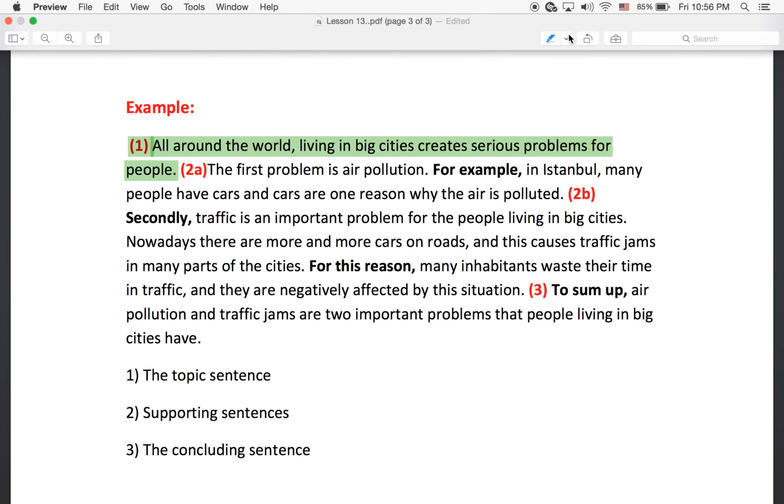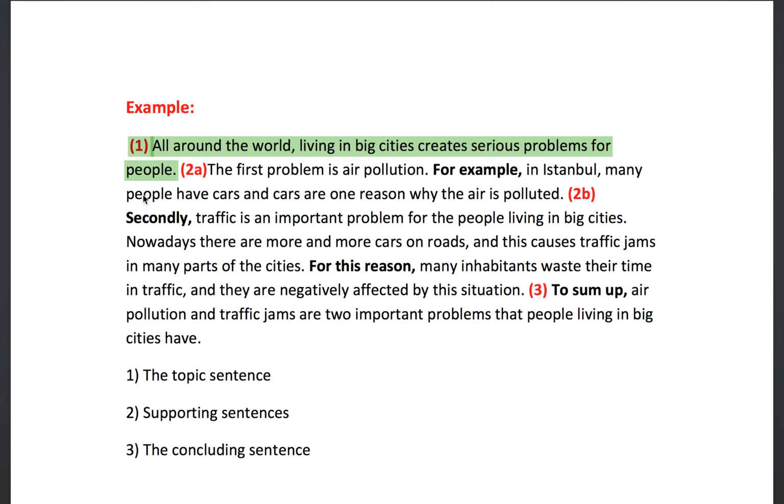And then we have the supporting sentences. What are these serious problems? First, you can say the first problem is air pollution. The first is a transition word that's used here. The first problem is air pollution. Air pollution is part of the problems that we are going to talk about. And for example is also used, this is a transition word. You can add more detail and more information. Here, the first problem, air pollution, is our first detail.